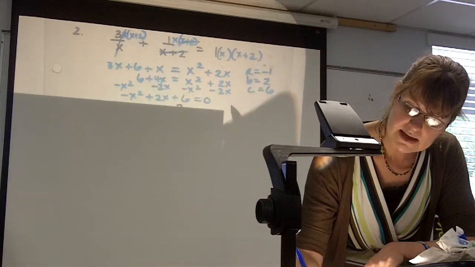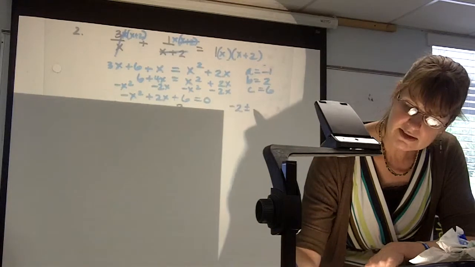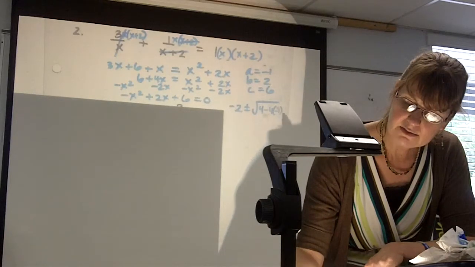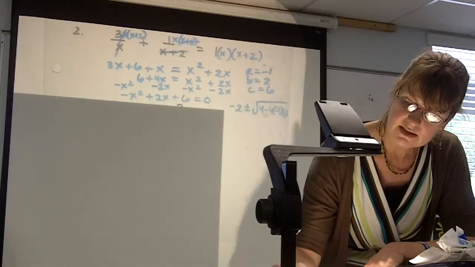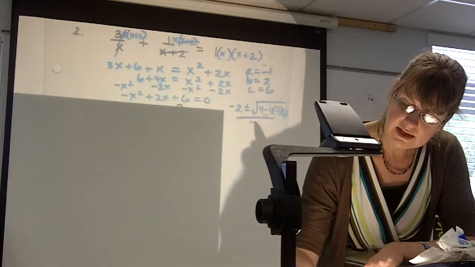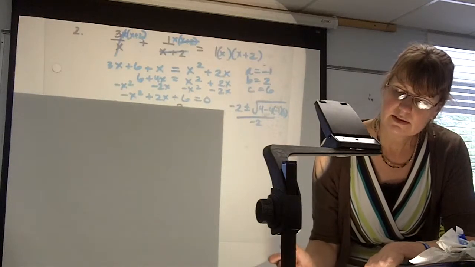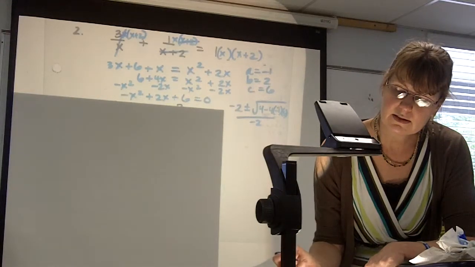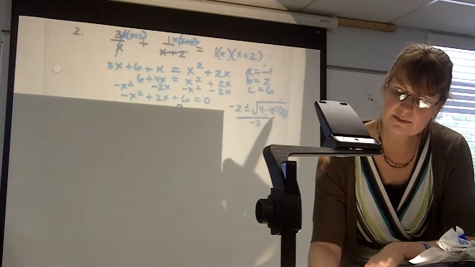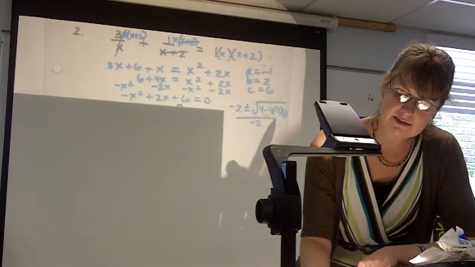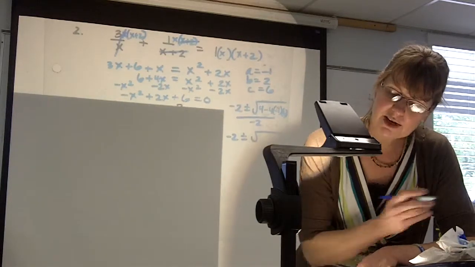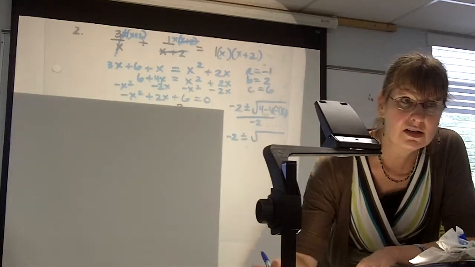So negative b plus or minus the square root of 2 squared, minus 4 times negative 1 times 6, all over negative 2. Wait, it's times negative 6 instead of... never mind, no, it is positive. Okay, but our a is negative, so it's okay. All right, so we're going to have negative 2 plus or minus the square root of 4 plus 24.